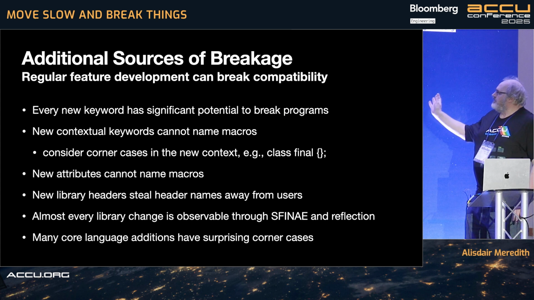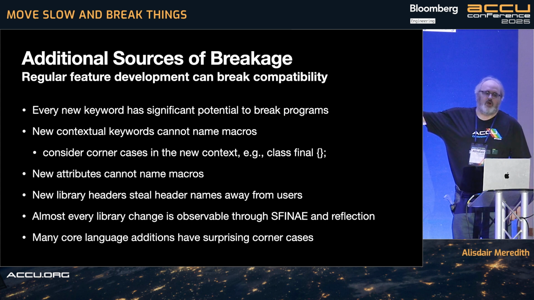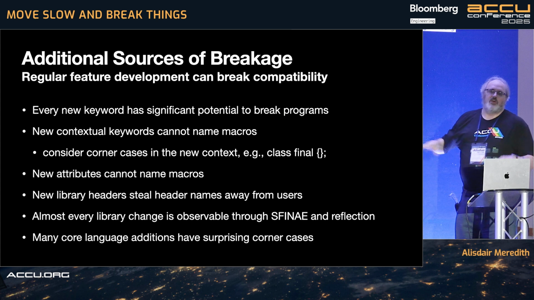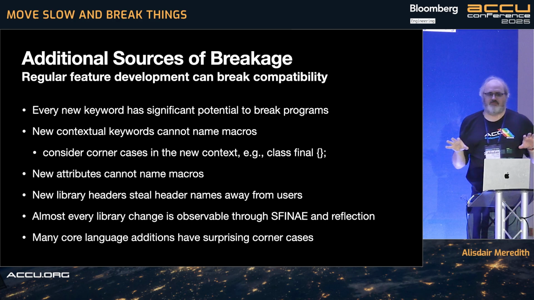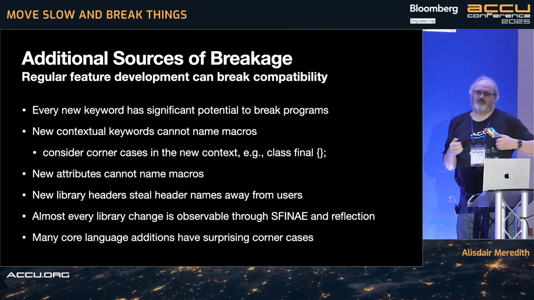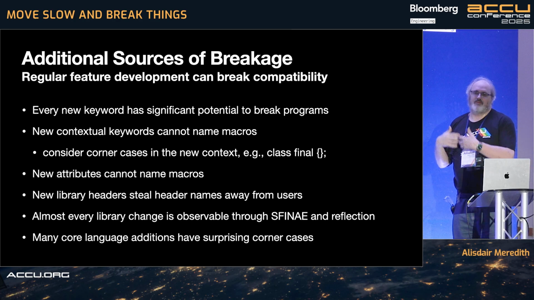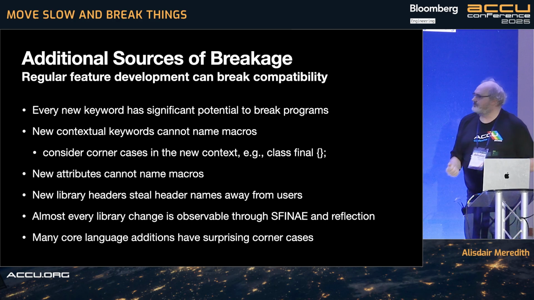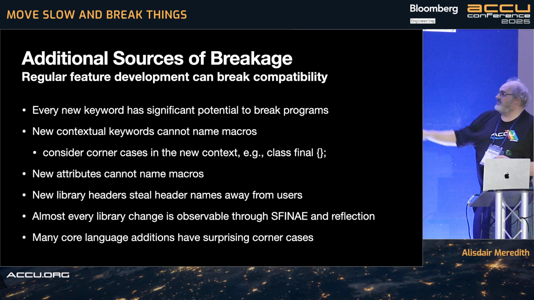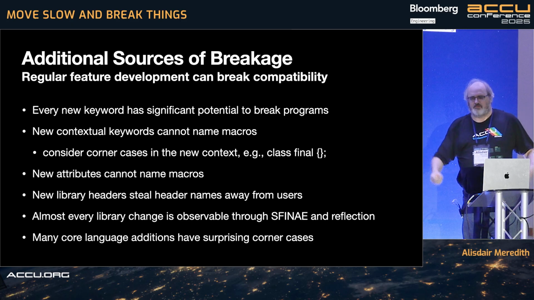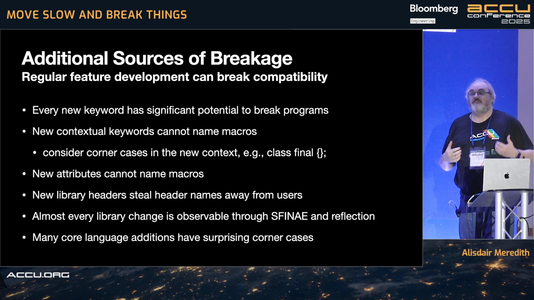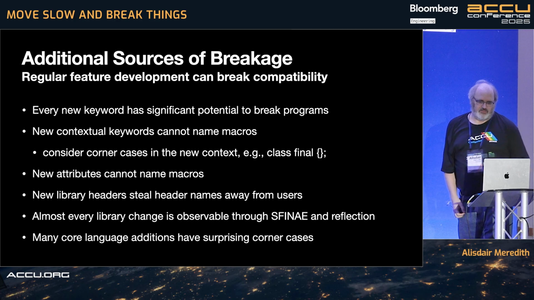So the general principle is, if it's observable only through SFINAE or reflection, we're not going to be too concerned about if that breaks code. People who are using those techniques are generally smart enough that they can actually work around whatever problems you've created. And again, as I say, many of the core language additions tend to have surprising corner cases. We work very hard to eliminate those corner cases before we get to publishing the standard, though.